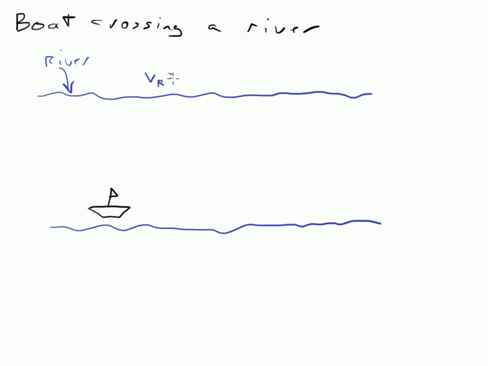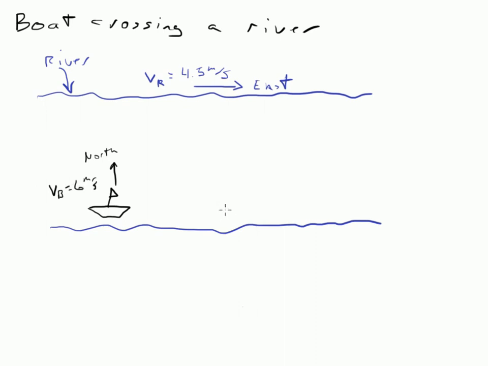The river is flowing at about 4.5 meters per second to, we'll call it the east. So our boat will have a speed of 6 meters per second, we'll have it go north.